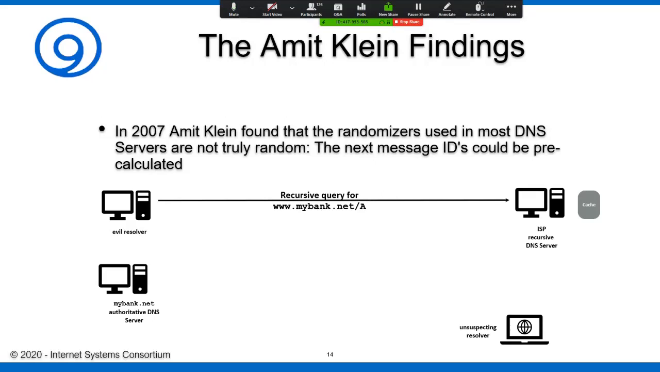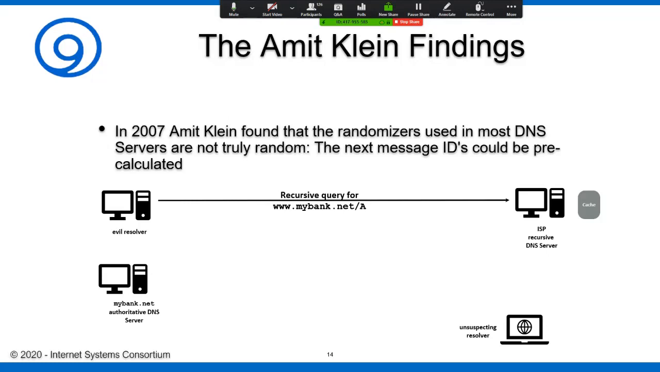So in this case, we have basically the same setup. And what would happen is that the evil resolver, the bad guy, would send a query to the ISP's recursive server asking for the mybank.net address record. Well, the pre-calculation would have occurred, and we would guess what the next query IDs were going to be. So we knew that he was either incrementing, or it could possibly be one of the non-truly random number generators.